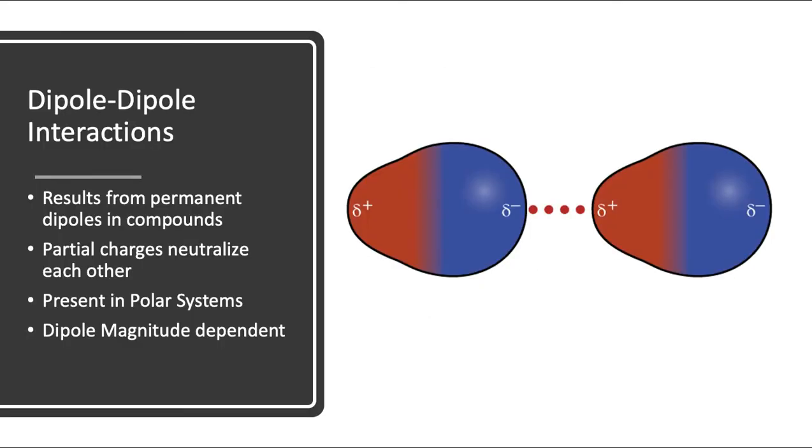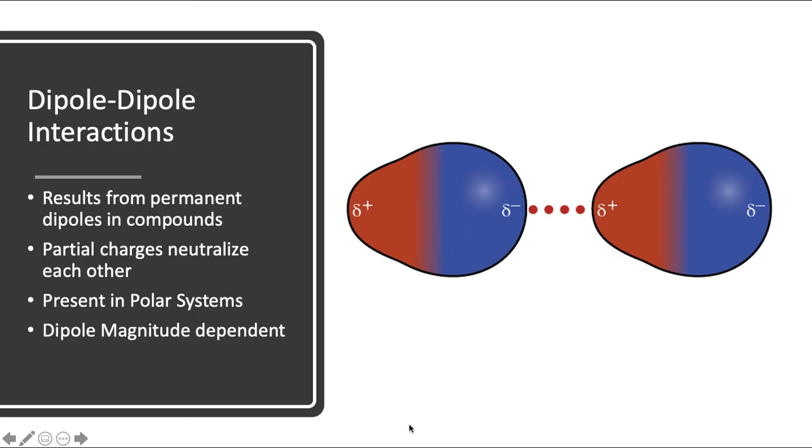Okay, let's talk about the next type of interaction or intermolecular force. It's a dipole-dipole interaction. These dipole-dipole interactions do not result from temporary dipoles. These result from permanent dipoles, from those molecules that are polar. They always have a separation of charge. It's permanent, therefore they're in between.